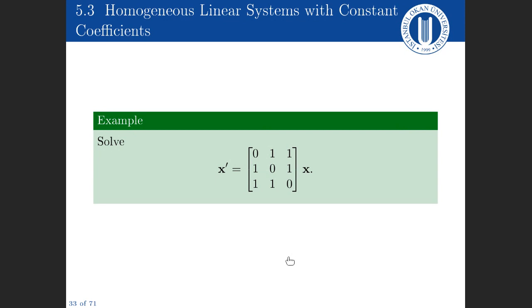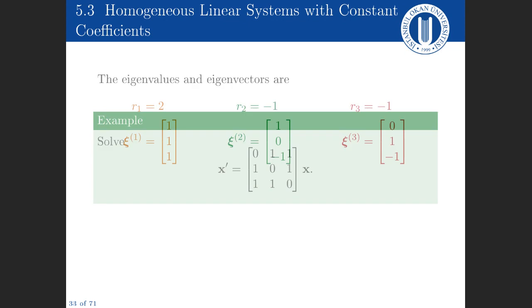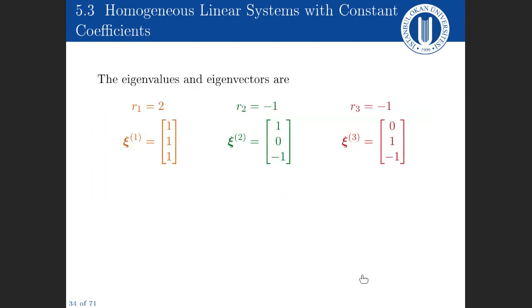Solve x prime is equal to 0, 1, 1, 1, 0, 1, 1, 1, 0, x. And I'm just going to tell you the eigenvalues and eigenvectors. Here they are. I trust that you could calculate these yourself. The eigenvalues, we have 2, minus 1, and then minus 1 is repeated. For R1 equal to 2, we have the eigenvector 1, 1, 1. The eigenspace is one-dimensional.